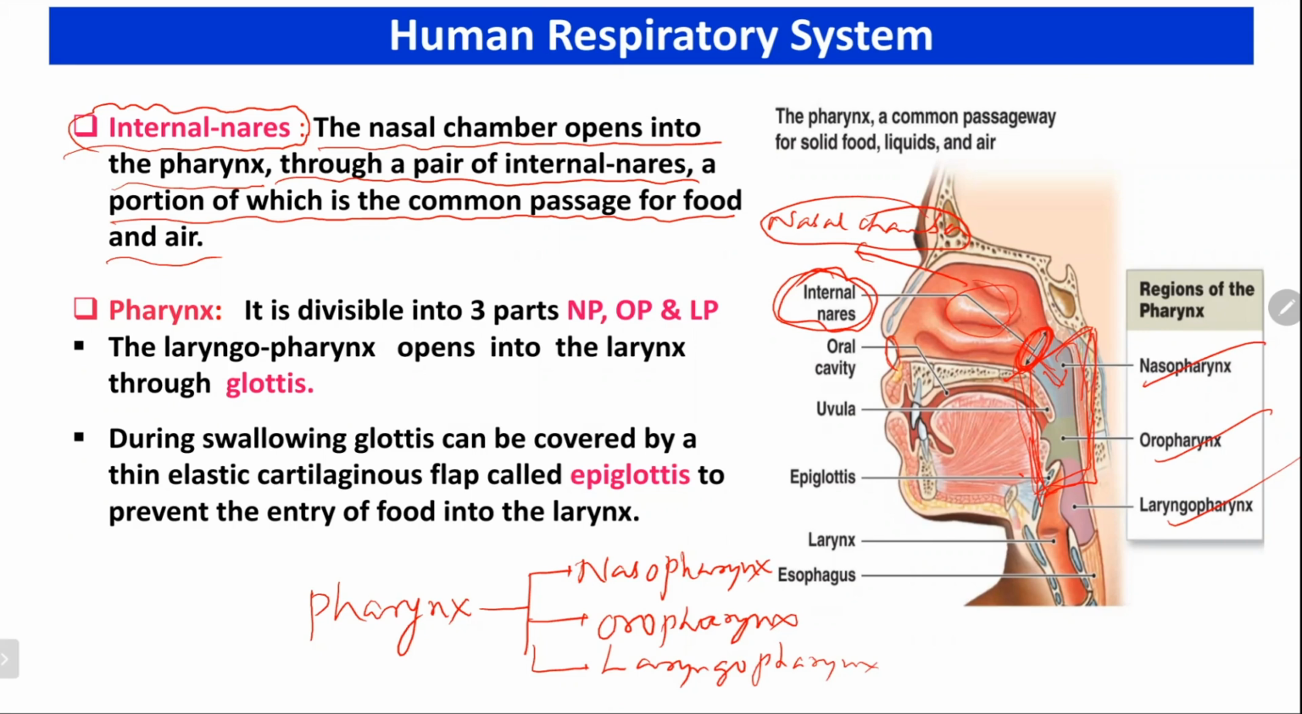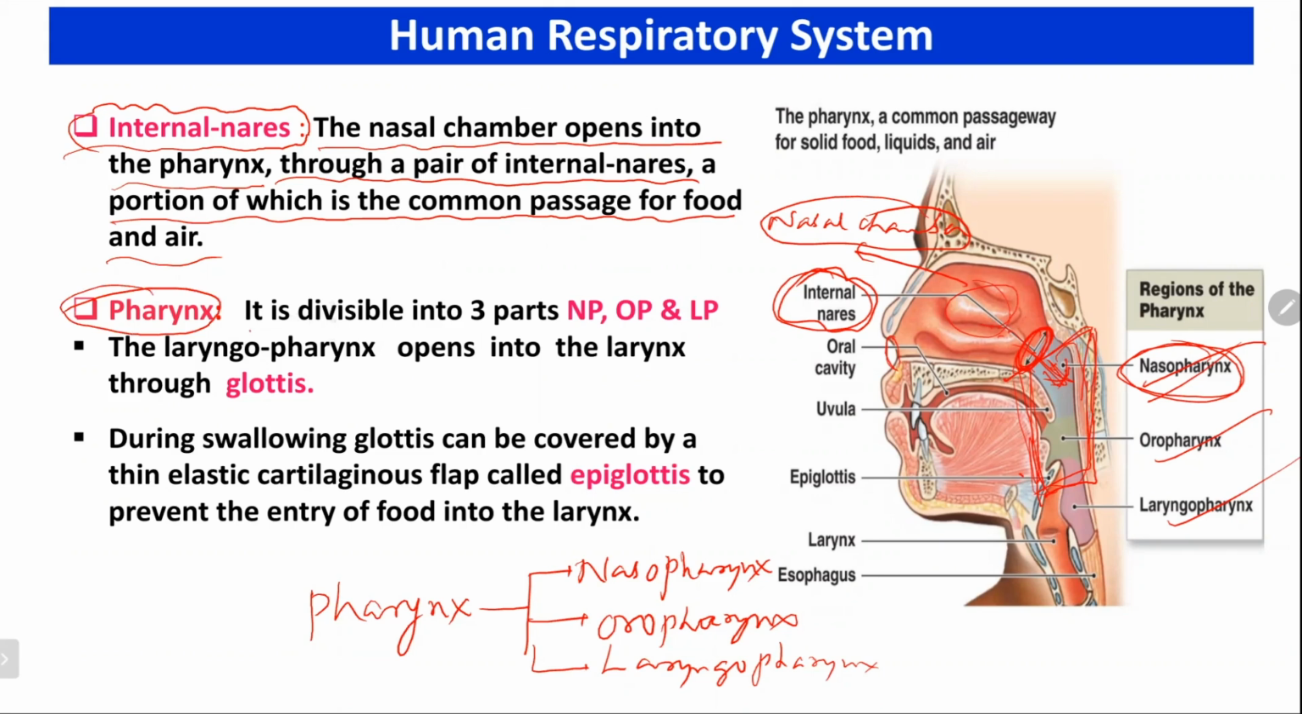The nasal chambers open into a part of the pharynx, and the part of the pharynx into which these nasal chambers open through internal nostrils is known as the nasopharynx. Nasopharynx means the part of the pharynx into which nasal chambers open through internal nostrils. That's all. This is the nasopharynx.